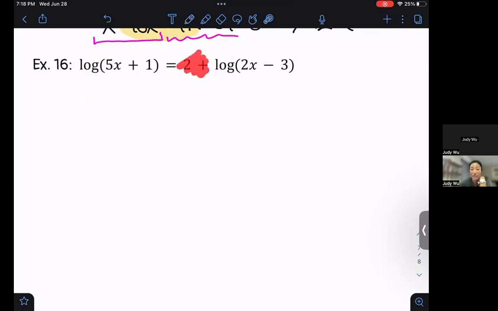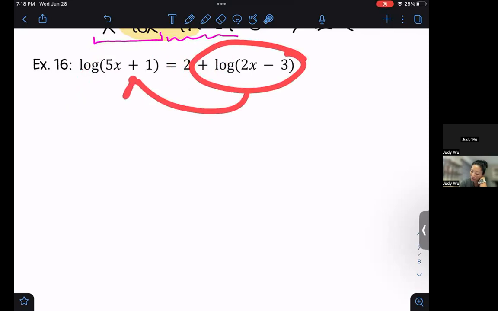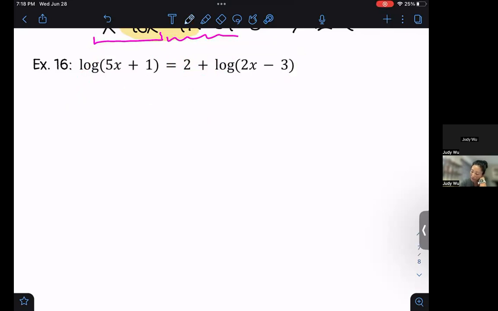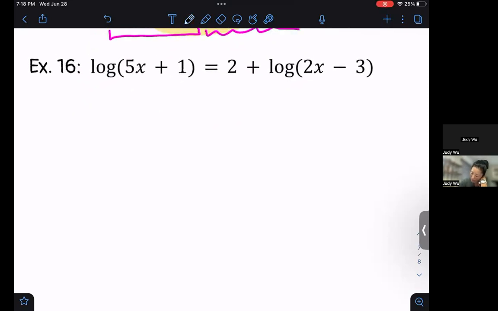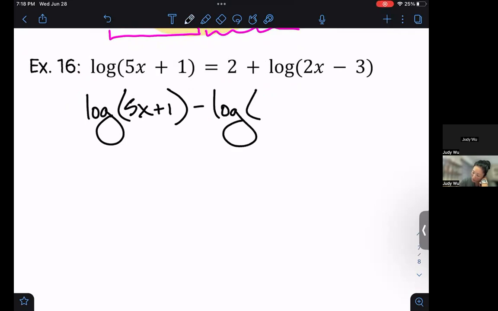Or if it looked like this, log equals log, then we could cross those out. So what I'm going to do is take this log and move it to the other side, okay? And when I do that, I'm going to get log of 5x plus 1 minus log of 2x minus 3 equals 2.